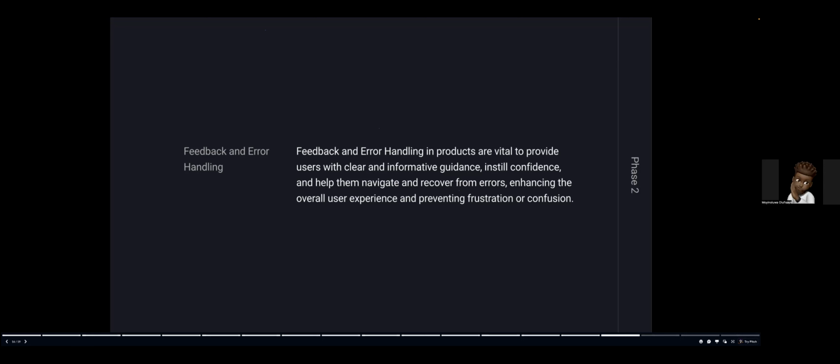So error and feedback handling is the best way to keep the user informed about what is happening on the platform itself. They have a wrong password, tell them wrong password. They have a wrong email, tell them wrong email.